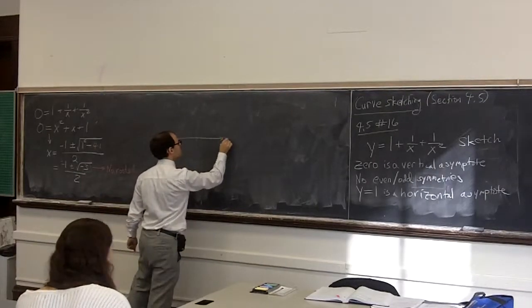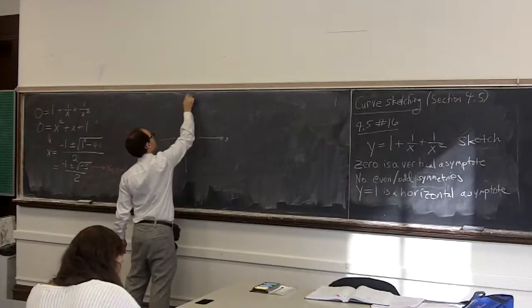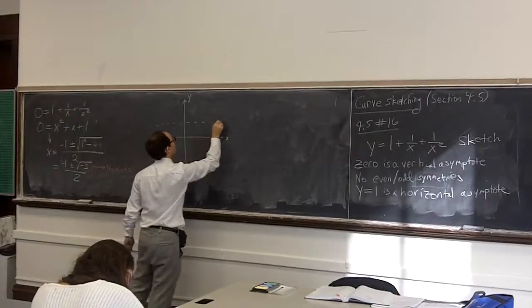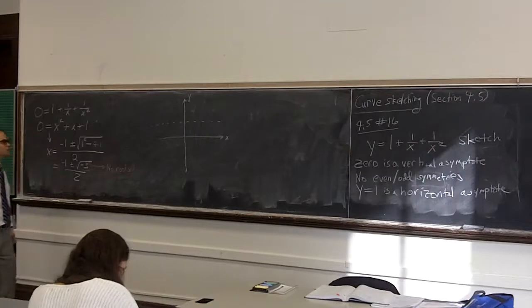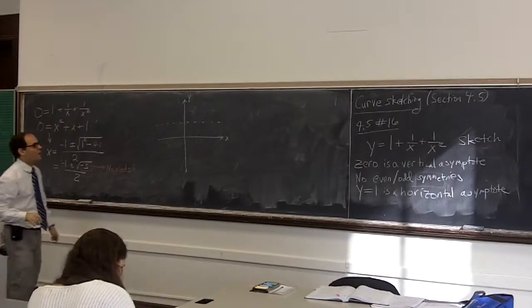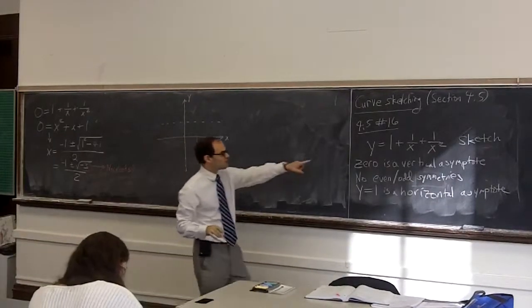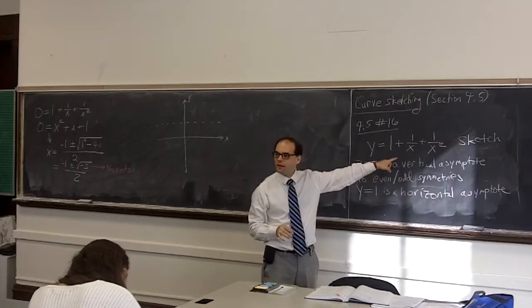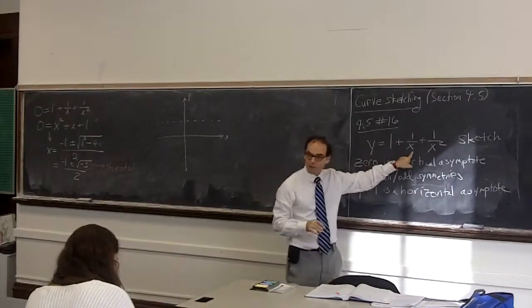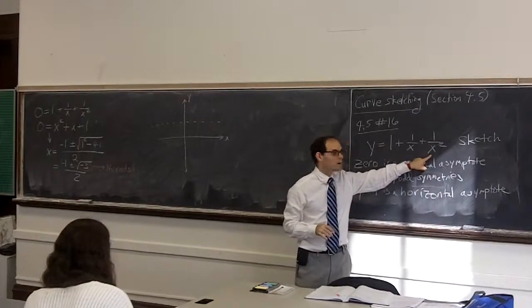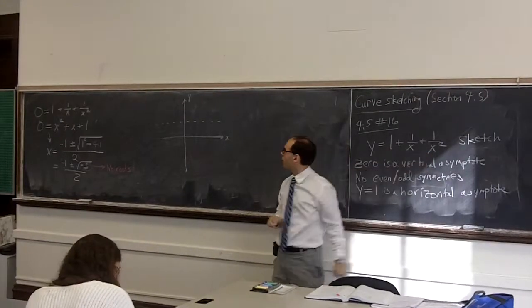We've got a horizontal asymptote. Here's our horizontal asymptote. Here's our vertical asymptote. There are no places where the function is equal to 0. Now, when x is greater than 0, is this a positive or a negative number? It's 1 plus a positive number plus a positive number. And not only is it positive, it's greater than 1.